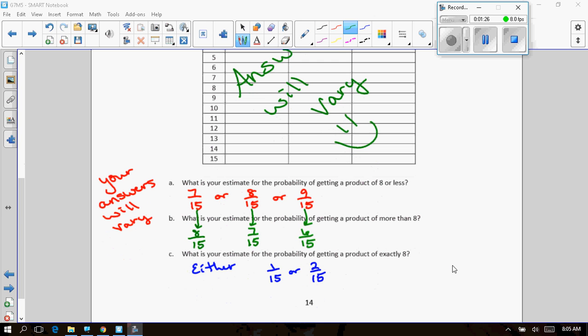All right, so now part C, what's the estimate for the probability of getting the product of exactly 8? Well, it's either going to be 1/15th or 2/15ths. It's going to be really low. You should have a very small number. It should be 1 or 2, maybe 3. That would be really pushing it, but 1 or 2. All right, let's go to the top of the next page.